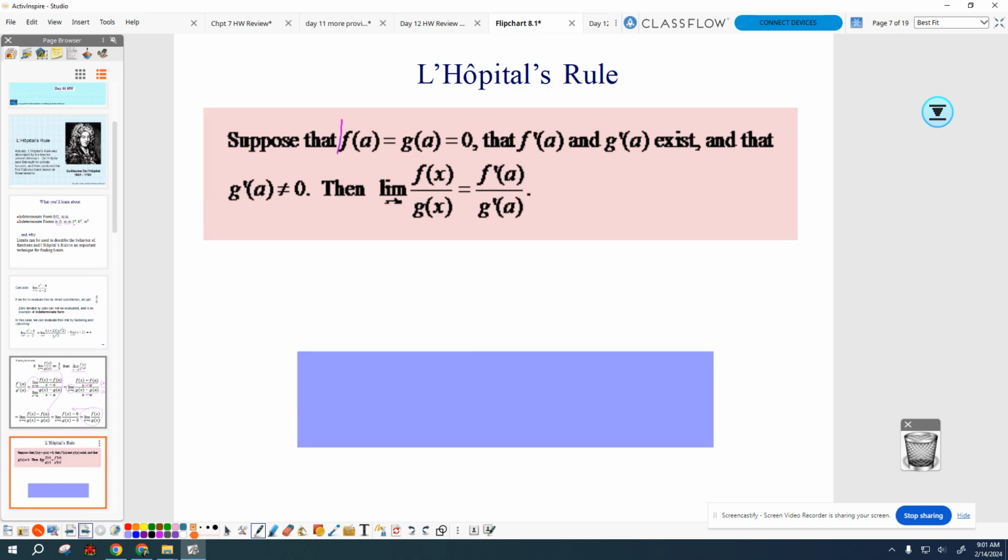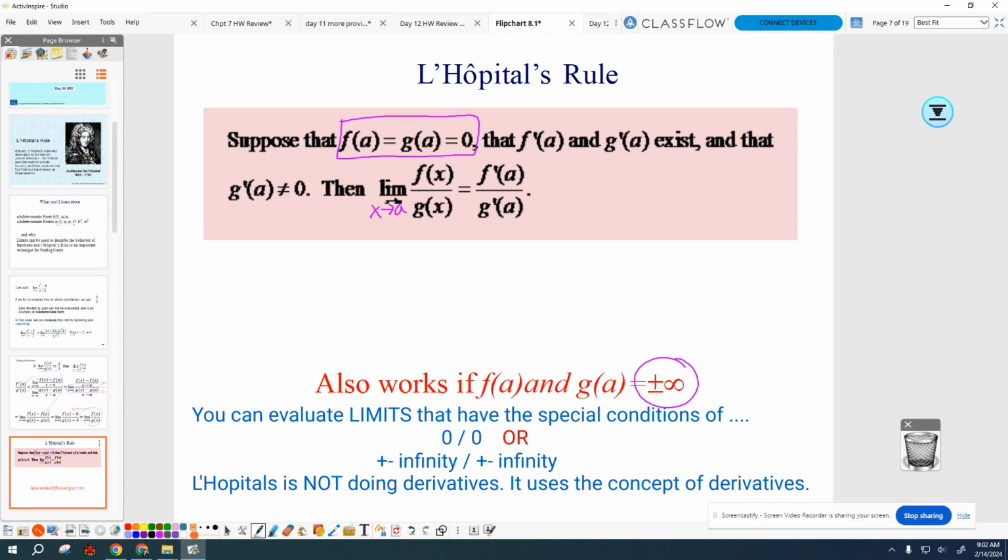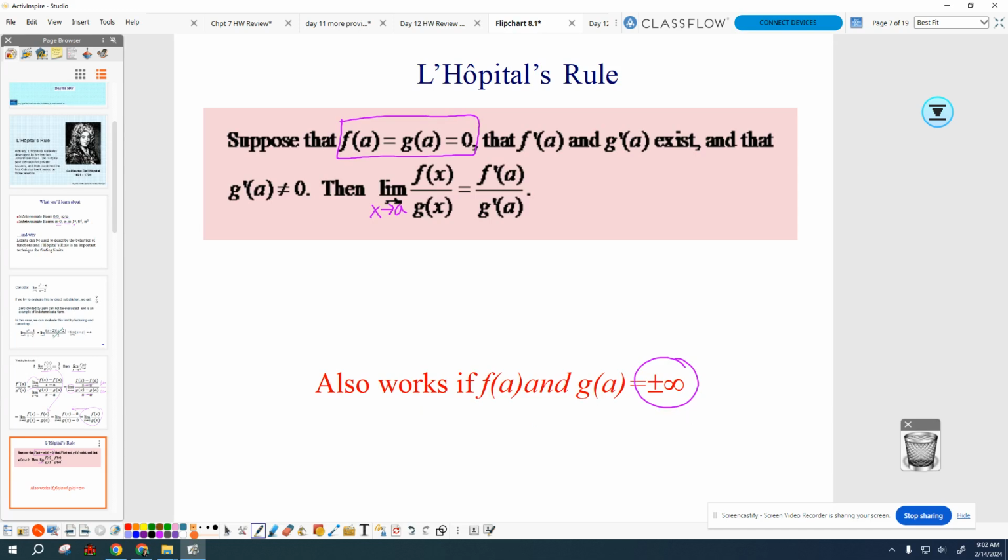So if the two functions evaluated at a particular point are both 0, we can apply this thing of L'Hopital's, which is doing the derivative of the top and the derivative of the bottom and evaluating that point again. There are other conditions that also can work. If the function on the top goes to positive infinity and the one on the bottom goes to negative infinity, you can do the derivatives that way also.